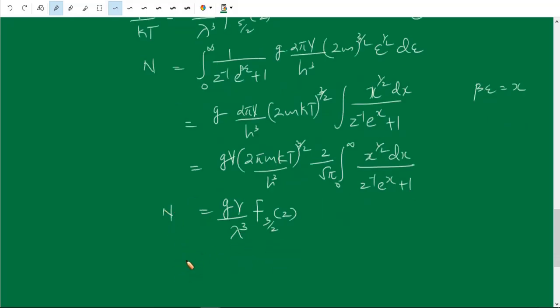So you can write N by V is equal to g divided by lambda cube f 3/2 of Z. So this is expression number 2.